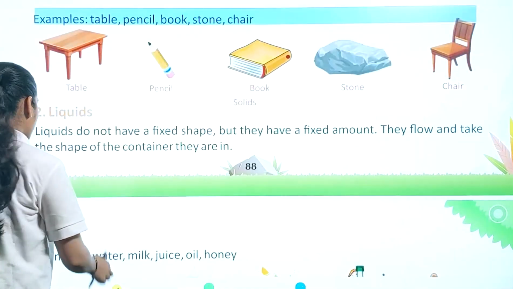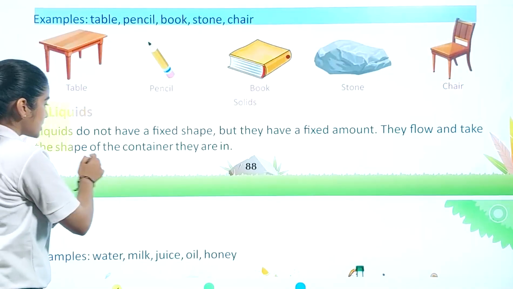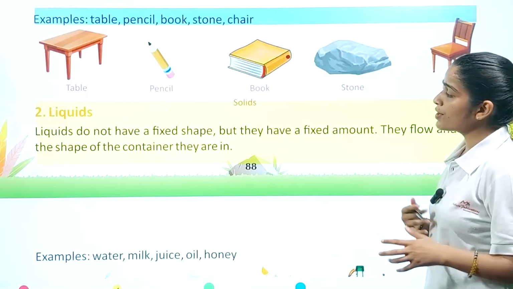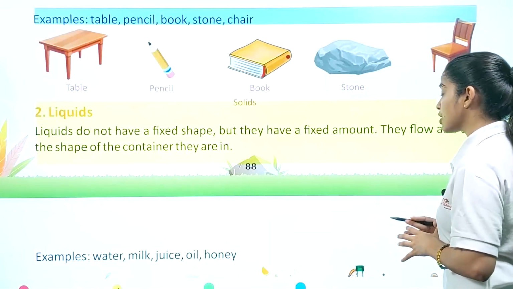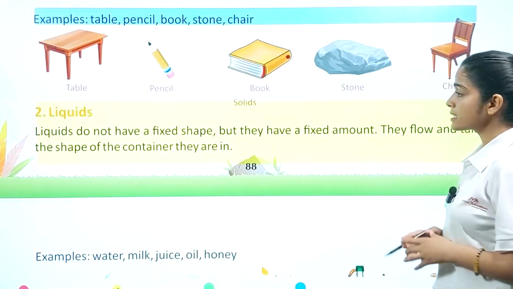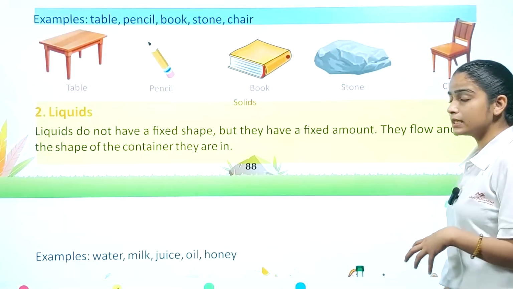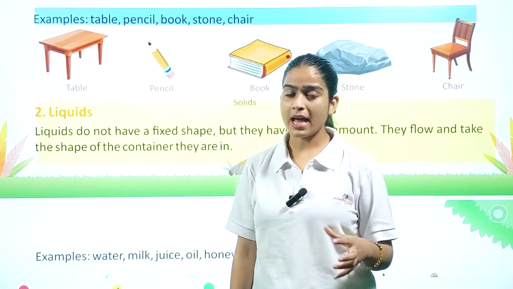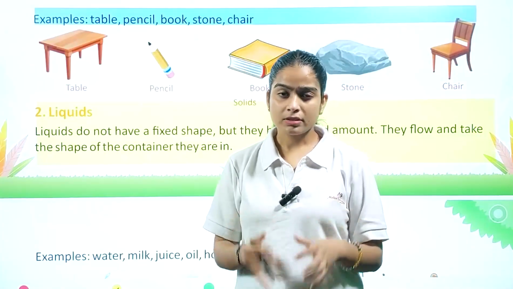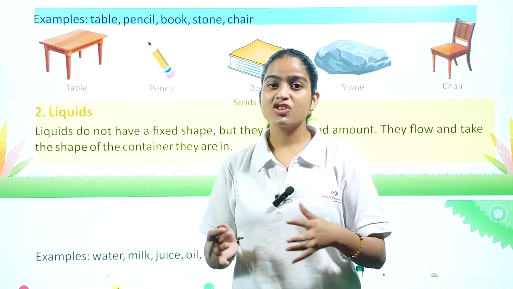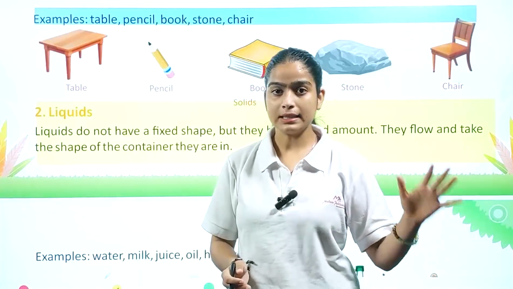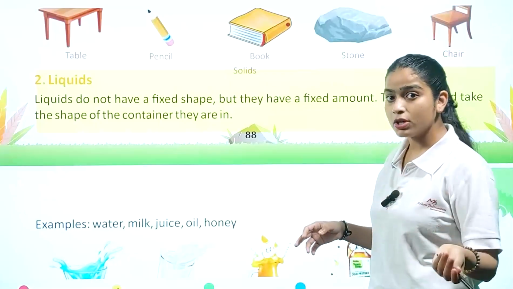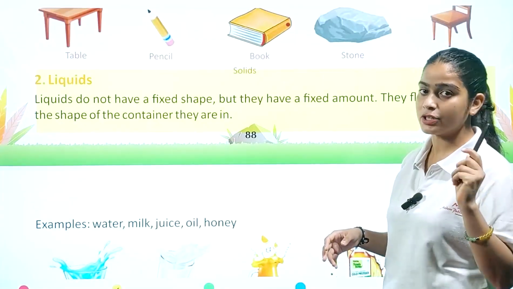So when we say liquids, the second state of matter, liquids do not have a fixed shape, but they have a fixed amount. They flow and take the shape of the container they are in. So basically, a liquid does not have a definite shape. It can change its shape according to the type of container, and its shape depends only upon the container.